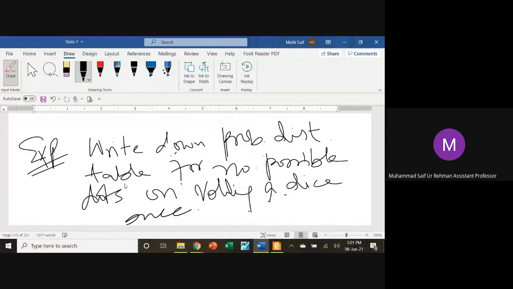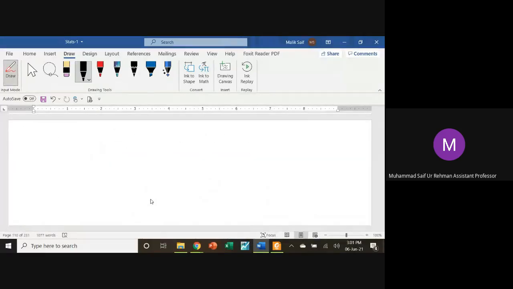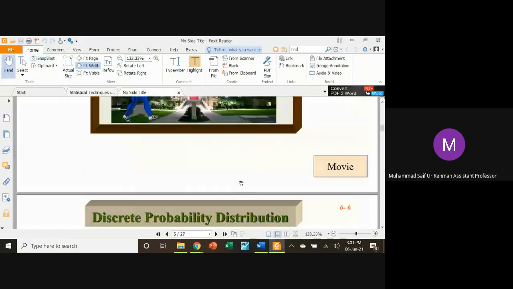So how will you write down? There are 6 possibilities. If you see the dice, I think you're familiar with dice. Dice is there.